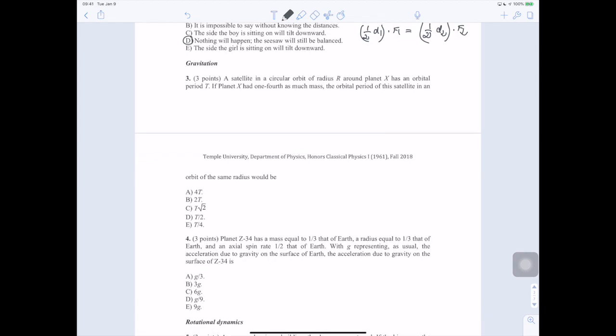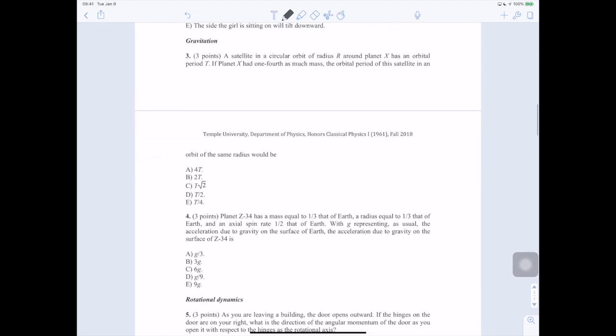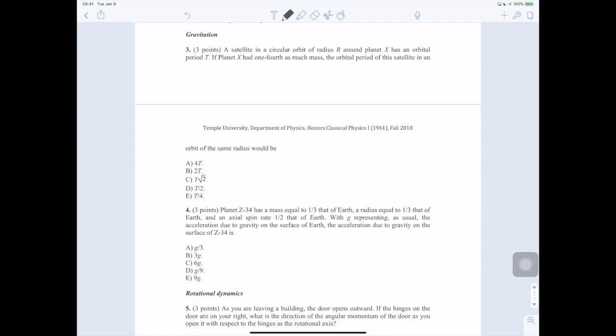Then let's come to the gravitational force, planetary motion problem. A satellite in circular orbit of radius capital R around planet X has an orbital period T.